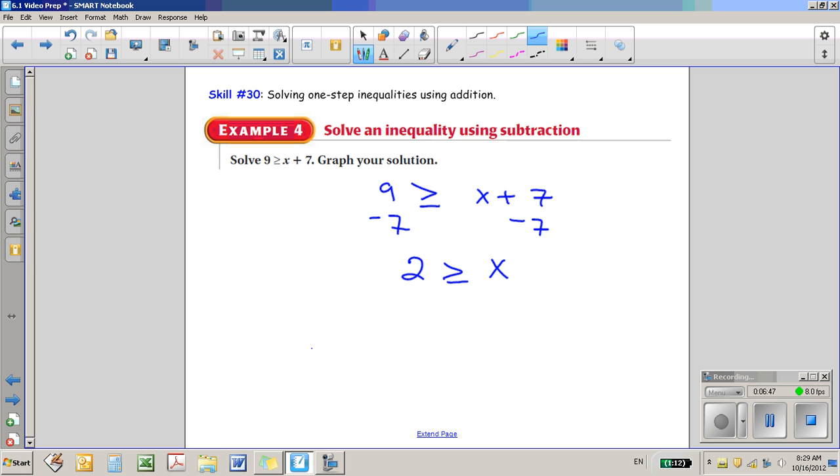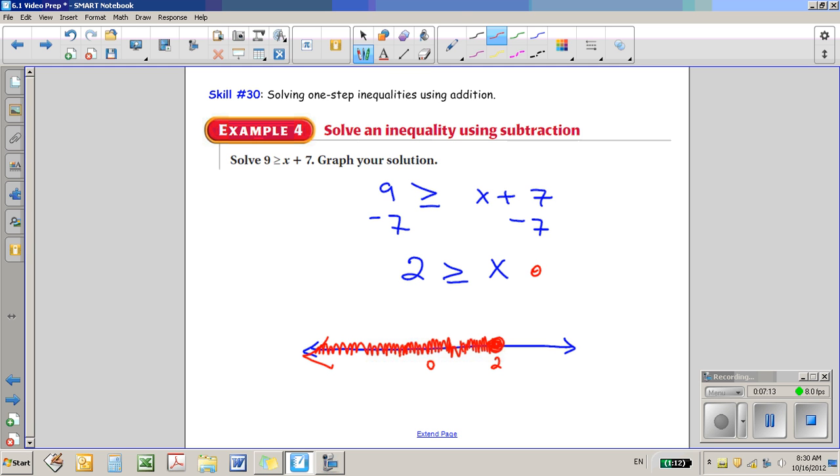So 2 is going to be greater than or equal to x, which means that it's going to be a closed circle. So here's my 0. Here's 2. I'm going to have a closed circle. And then x is going to be less than or equal to 2, so everything that's less than 2 will be included in my solution.